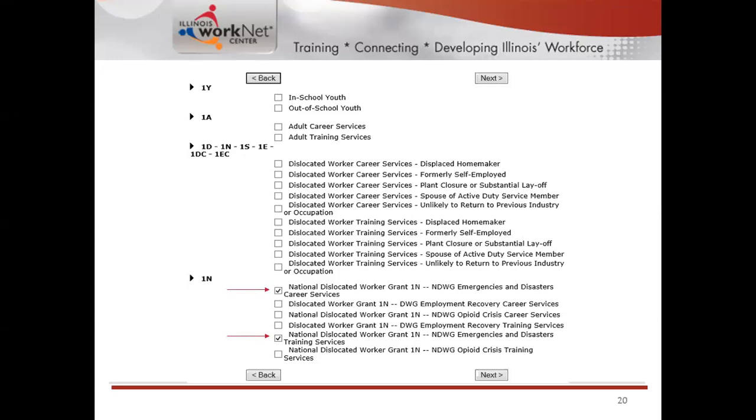So the top one under the 1N, the National Dislocated Worker 1N, Emergency and Disaster, that's the career services. And then the fifth one down is the training. Now the training would only need to be completed as part of the guided application if the intent was to put the client into training services. If the client was only going to come in just for the disaster relief employment type services, he or she would only need to have the career services. They wouldn't need to have up to the training service level.